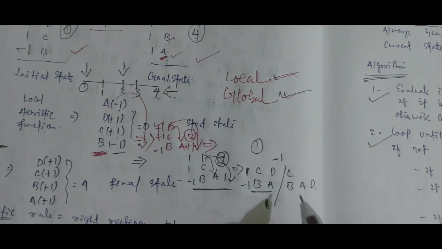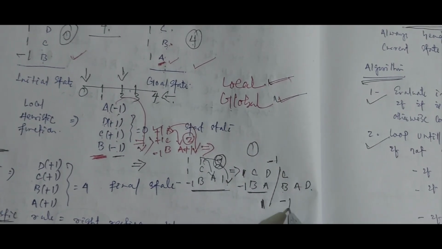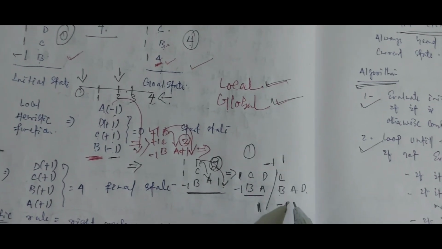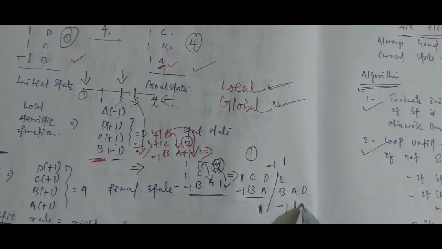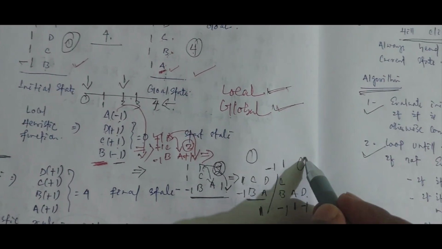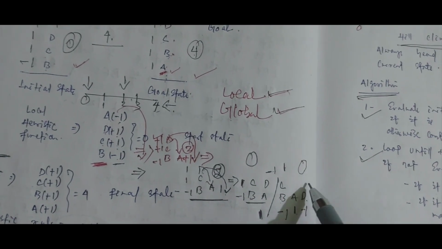Similarly here, B is at the wrong position -1, C is at the right position +1, A is at the right position +1, D is at the wrong position -1. So this also becomes 0, because 1 minus 1, 1 minus 1 becomes 0.